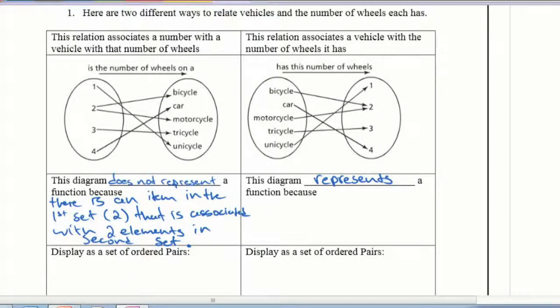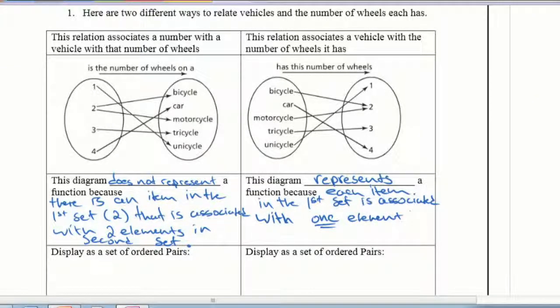So the diagram represents a function. Jade went with yes. Jade, you're right. So this is the definition of it: each item in the first set is associated with one element in the second set.